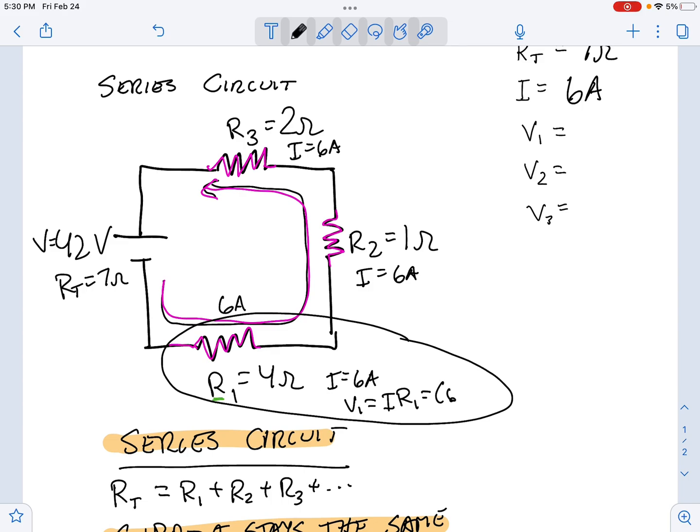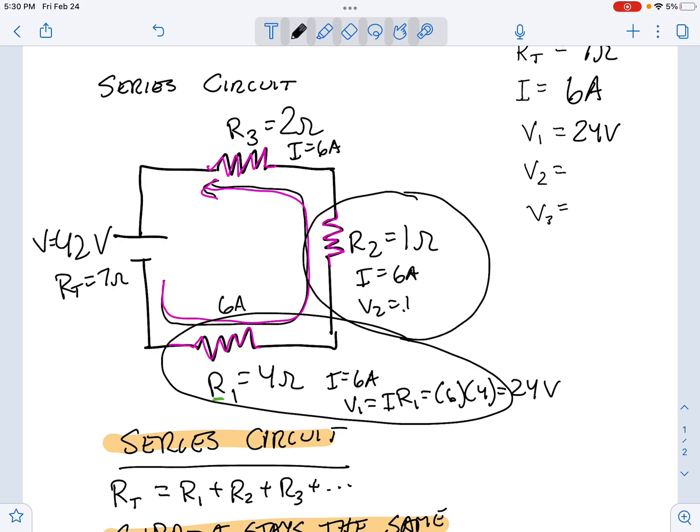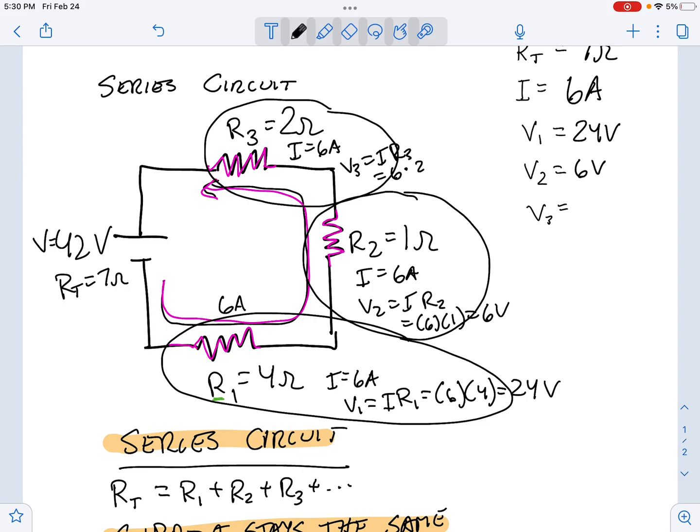Our I is 6. Our R1 is 4. 6 times 4 is 24, and the units are volts. 24 volts. V2, we have V2 is equal to I times R2. That's 6 times 1, which is 6 volts. And V3, we have V3 is equal to I times R3, which is 6 times 2, which would be 12. So this is 12 volts.